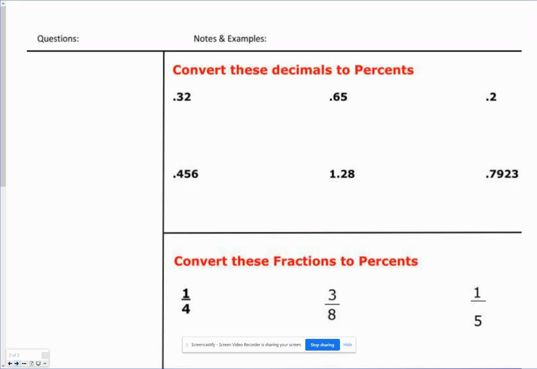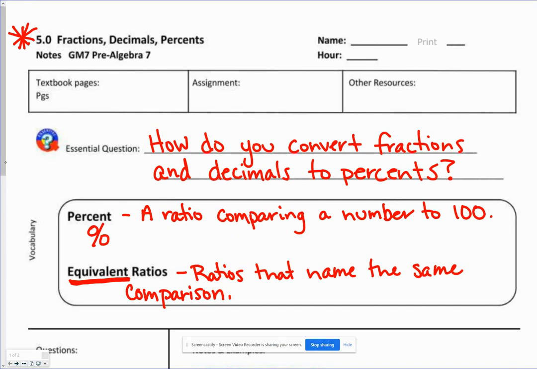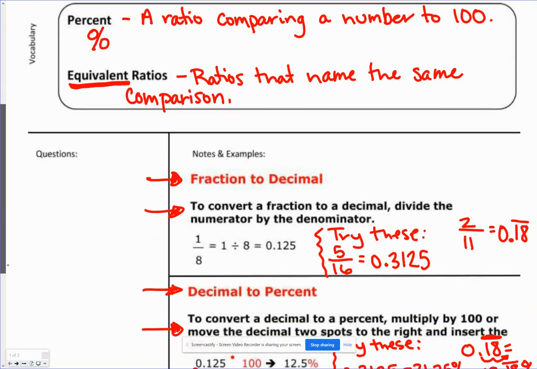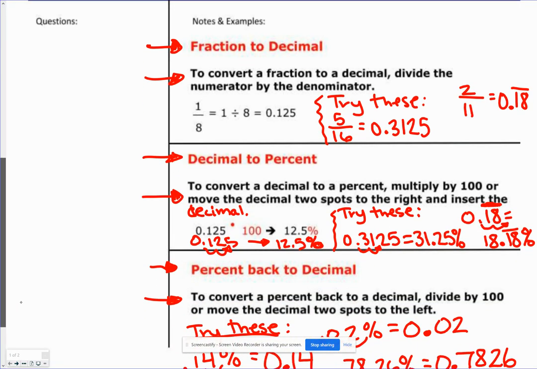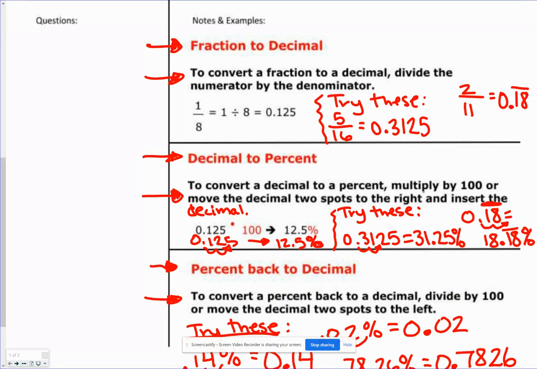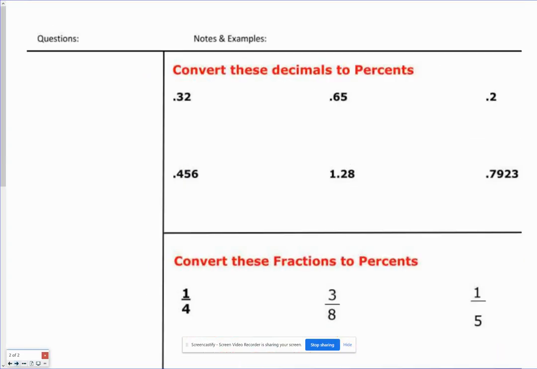All right. Hopefully you went and did that. Convert these decimals to percents. So how do we do that? If we look back on the last page, converting decimals to percents, let's go find it. Hopefully you're looking in your notes. Convert decimals to percents. It's right in the middle. It says multiply by 100 or move the decimal 2 spots to the right. So I'm going to use the 2 spots to the right.